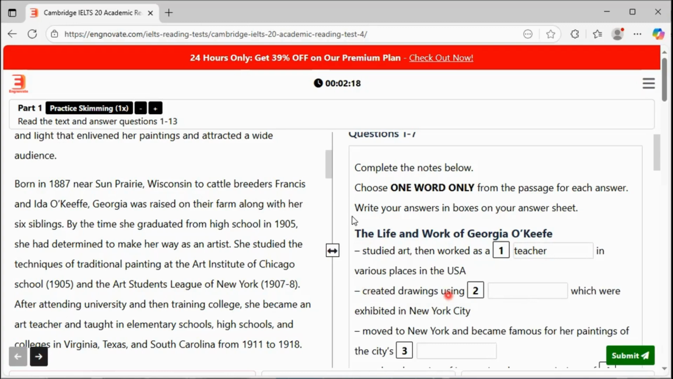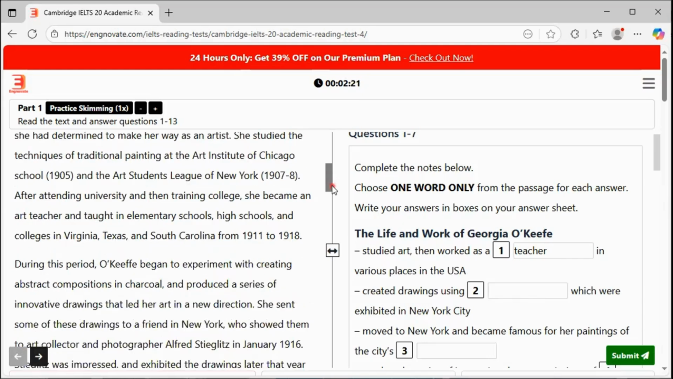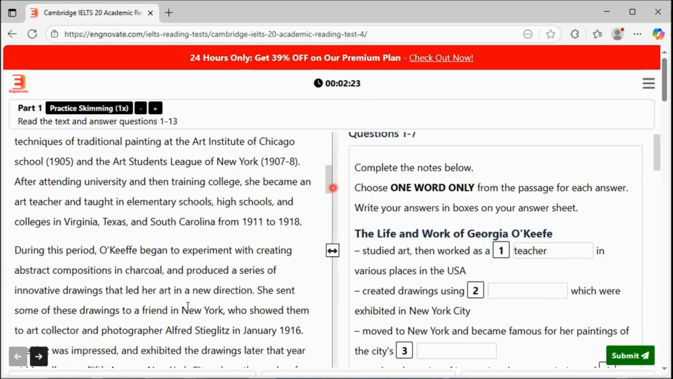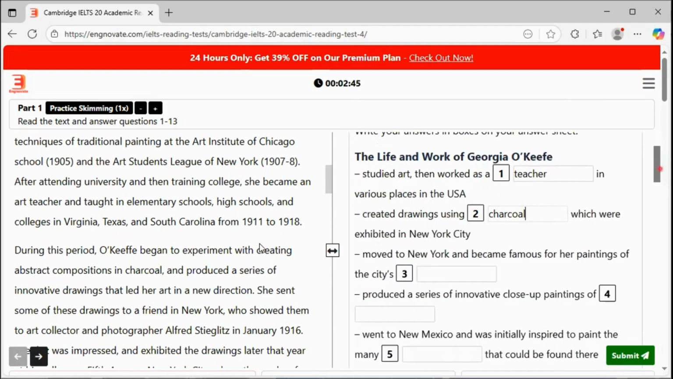Number 2 says created drawing using dash. Created drawing. New York City is a keyword for me here. So let me go to the passage. I can see New York here. During this period, Kefi began to experiment with creating abstract composition in charcoal. Created drawings using charcoal. That's going to be the word, charcoal. C-H-A-R-C-O-A-L, charcoal. So creating abstract compositions in charcoal and produced a series of innovative drawings. Can you see? So drawings using what? Charcoal. So it's going to be charcoal.